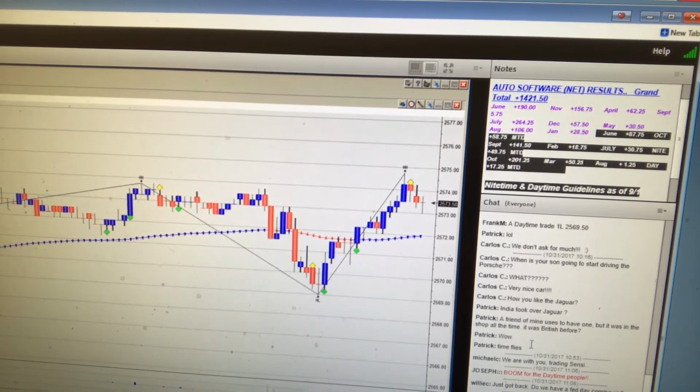Now, if you want to convert that into dollars, take 1,421.50 points times $50, and if you were trading one contract, it's $50 a point. You can do the math, and you'd see how much you would have made in the year and a half if you had started with the automatic software at that time.